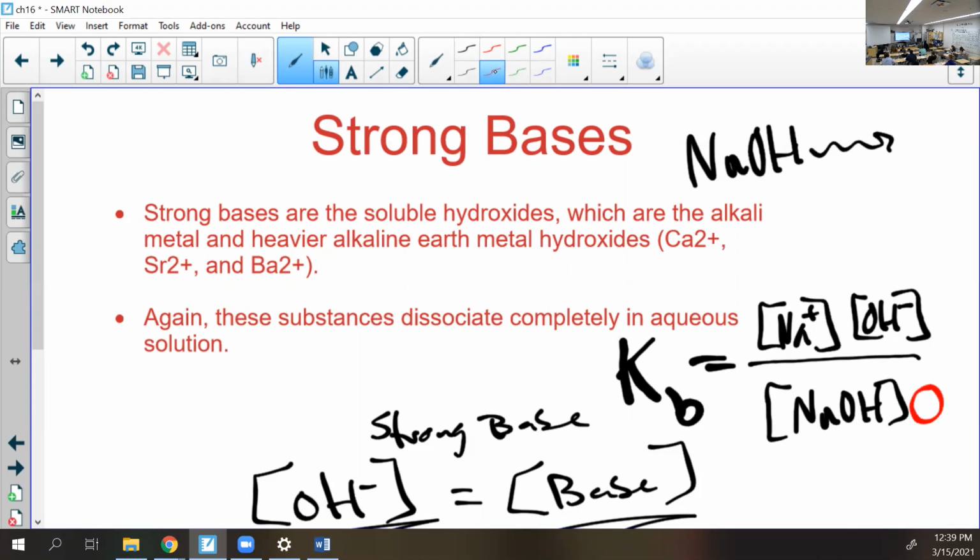So this is pretty much zero. So math teacher, what do we do when we divide by zero? The world explodes. Nothing actually happens. Like this is undefined. So we never have the Kb for a strong base because it completely dissociates. All right, so that's for a strong base.